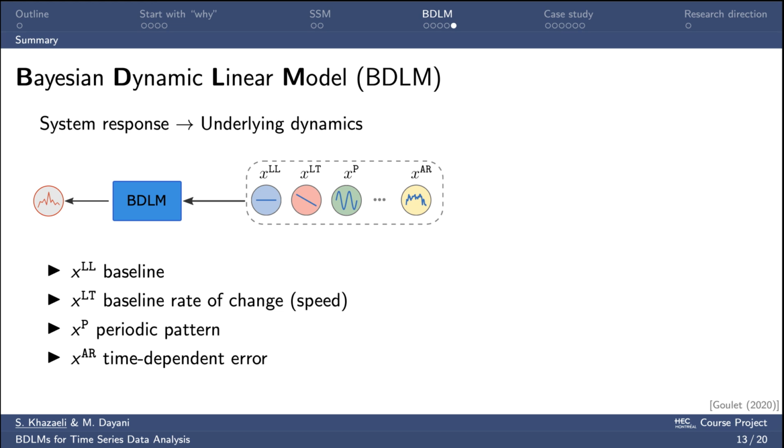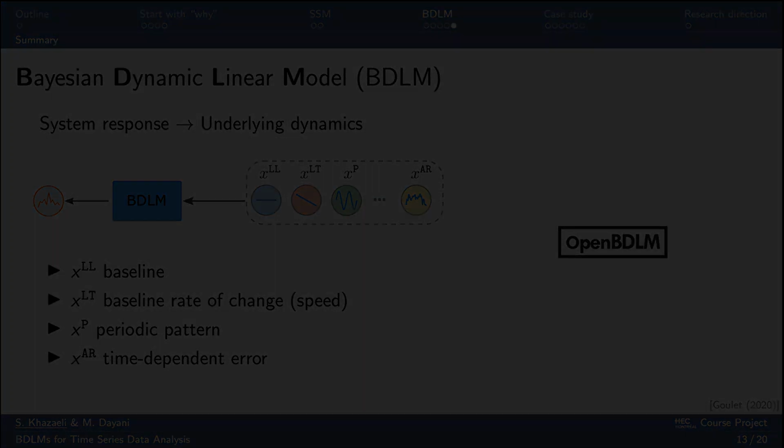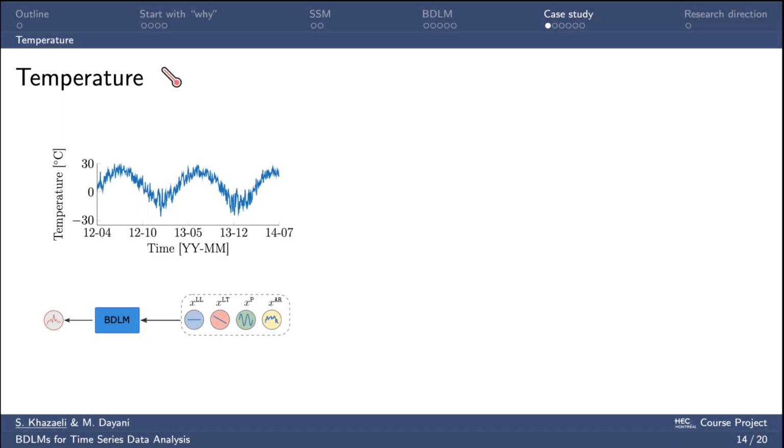In this presentation, I use OpenBDLM for the case studies. OpenBDLM is an open source tool with which you can carry out all the procedures I explained. Okay, the first case study is the air temperature data. For this data, we consider that we have a baseline, a trend, an annual periodic pattern, and an autoregressive component. So basically, we want to extract three basic dynamics from this data.